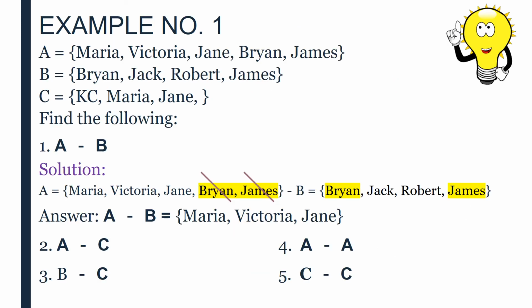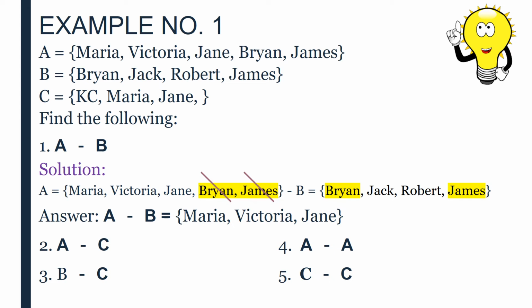Okay, for example, para sa difference of sets, same pa rin po: set A, si Maria, Victoria, Jane, Brian, James. Set B, Brian, Jack, Robert, and James. Set C, Casey, Maria, and Jane. Number 1, we're going to find the difference of set A and set B.